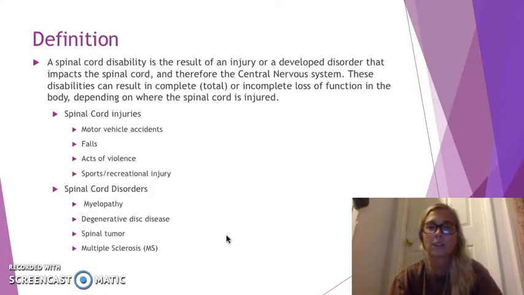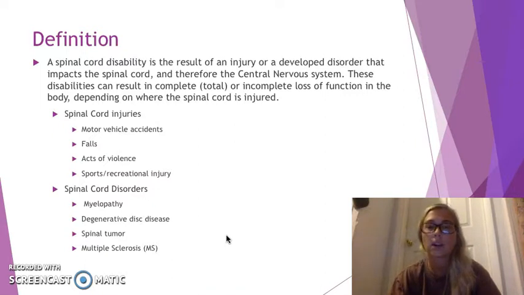So a spinal cord disability is the result of an injury or developed disorder that impacts the spinal cord and therefore the central nervous system. These disabilities can result in a complete or total loss of function or incomplete loss of function in the body, depending on where the spinal cord is injured and the severity.